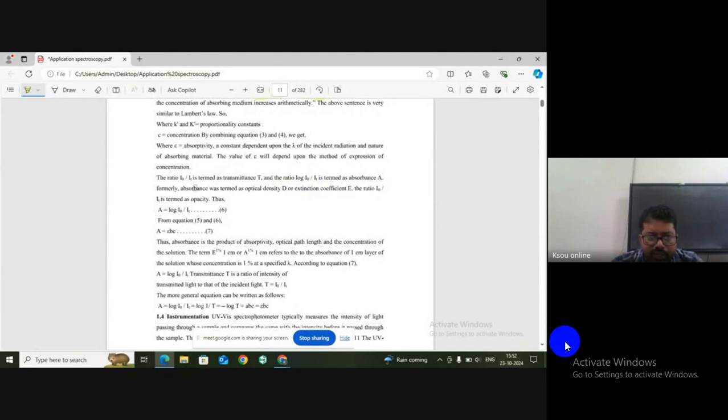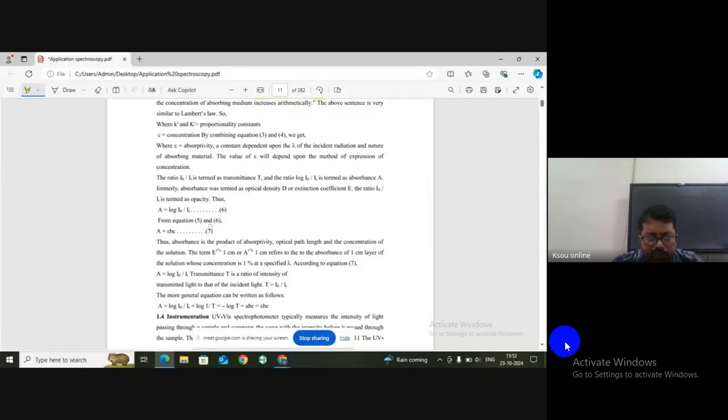The ratio I0 by It is termed as transmittance T, and the ratio log I0 by It is termed as absorbance A. Formerly, absorbance was termed as optical density D and the extinction coefficient E. The ratio I0 by It is termed as opacity, thus A is equal to log I0 by It.